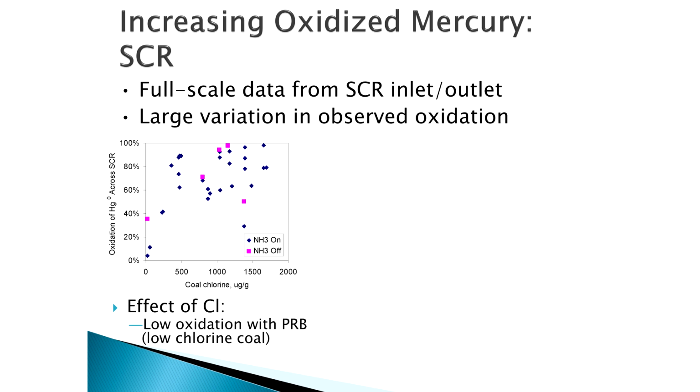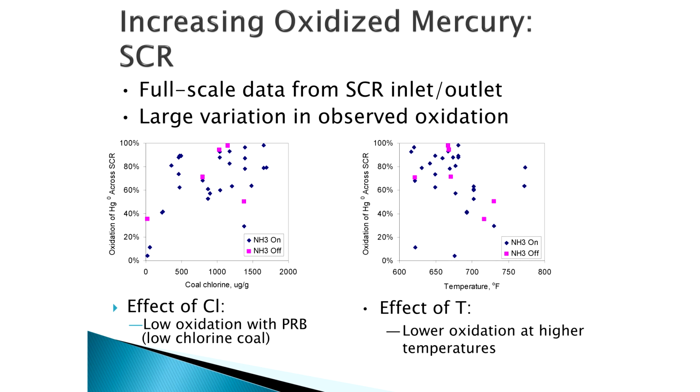In order to oxidize mercury in an SCR, you have to have some halogen in the flue gas. Again, this is full-scale data showing the coal chlorine content on the x-axis and how much mercury was oxidized across the SCR. So as we increase the chlorine content, the amount of oxidation goes up. Again, there's quite a lot of scatter, which the factors that are important are temperature, which I'll illustrate in a minute, as well as the design of the SCR catalyst, the composition of the catalyst, and how much ammonia is being used. And then temperature in the SCR is also important.